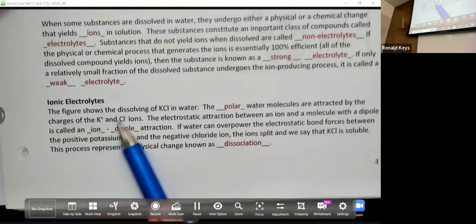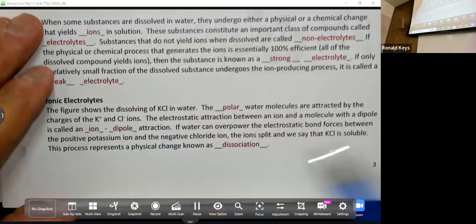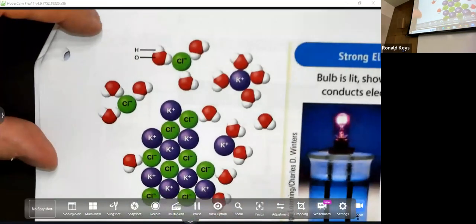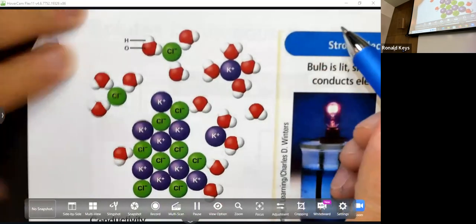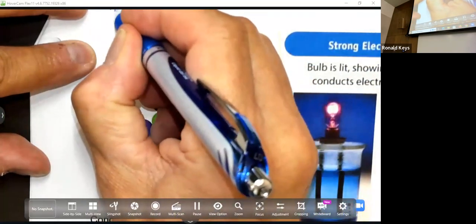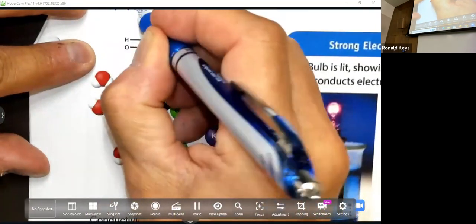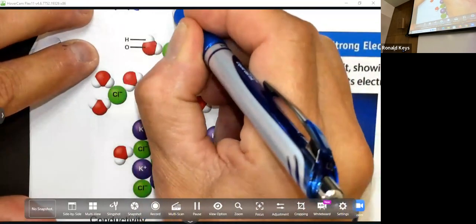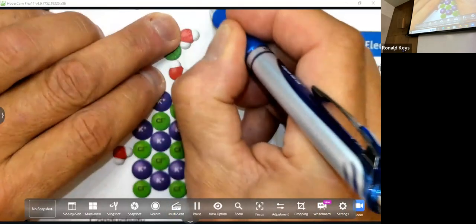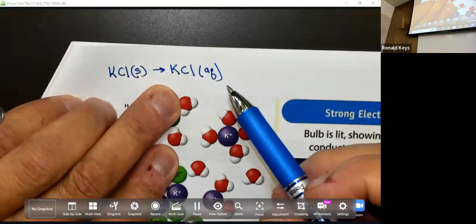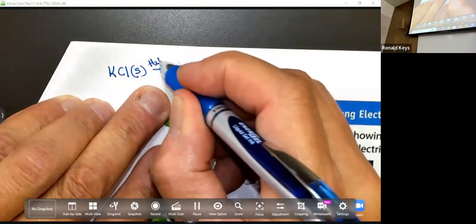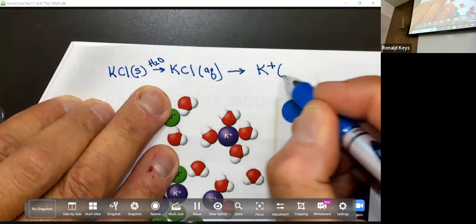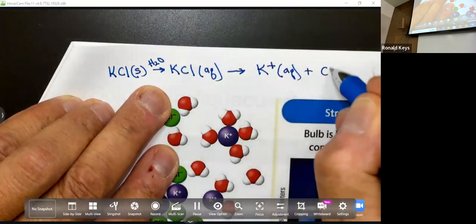Ionic electrolytes. The figure shows a dissolution of KCl. Next page, KCl. And this really is KCl solid going to KCl aqueous if we're adding water to this. But really, this is potassium split up and the chloride splits up.